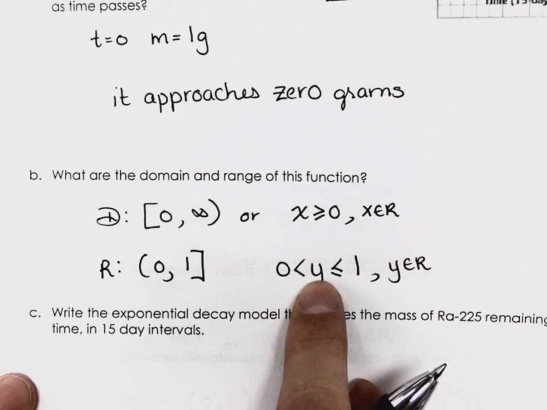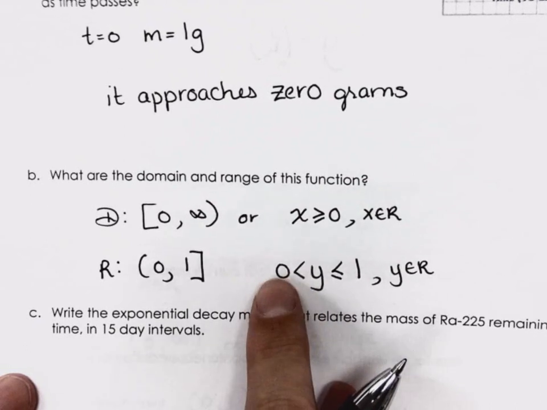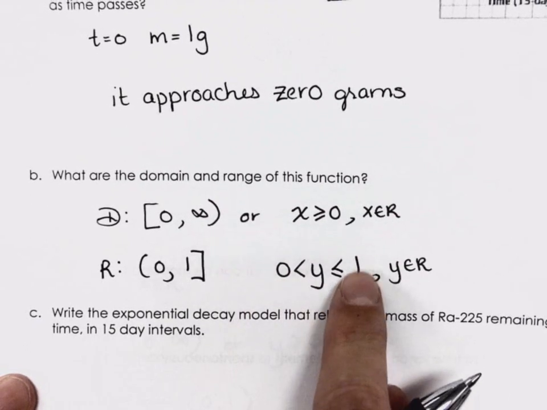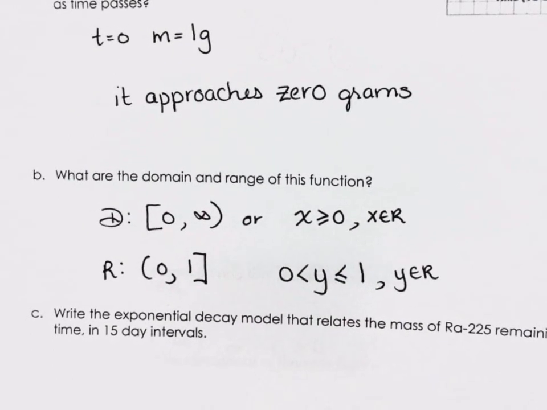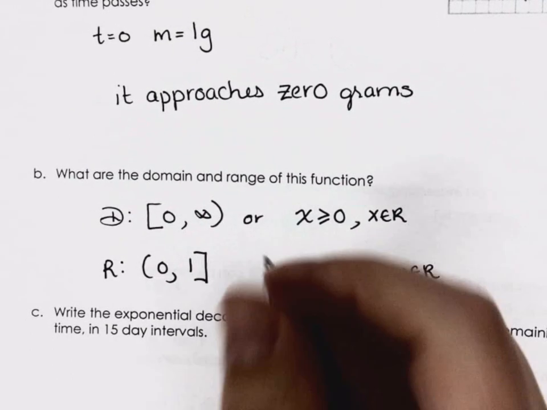So what am I saying here? Y has to be greater than 0. It's not inclusive of 0, but it does include the 1. Y has to be less than or equal to 1. Okay? So that would be the boundaries in set notation.